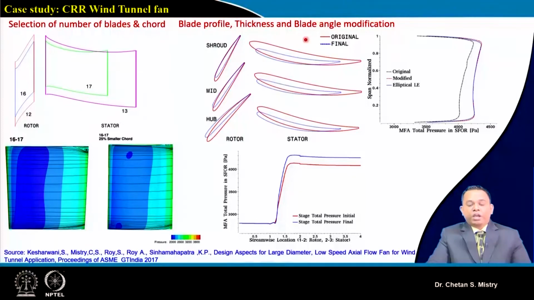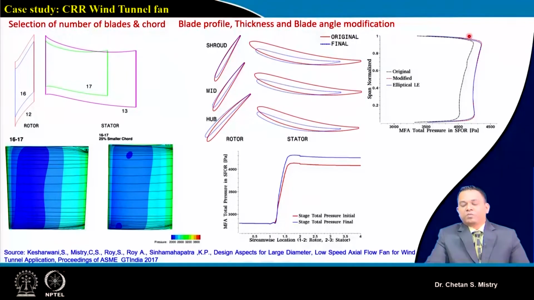Here, if you look, the initial original blades were like this, and later on we did our modification in terms of the number of blades. We did our modification in the sense of the shape of the leading edge. We did our modification in the sense of chord length, and if you look, this represents the final results, or the finally selected geometry.